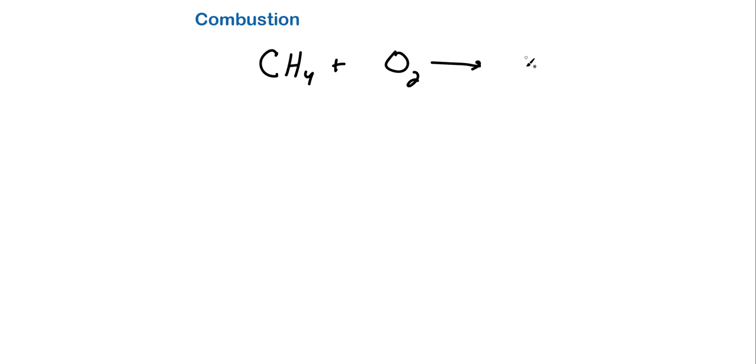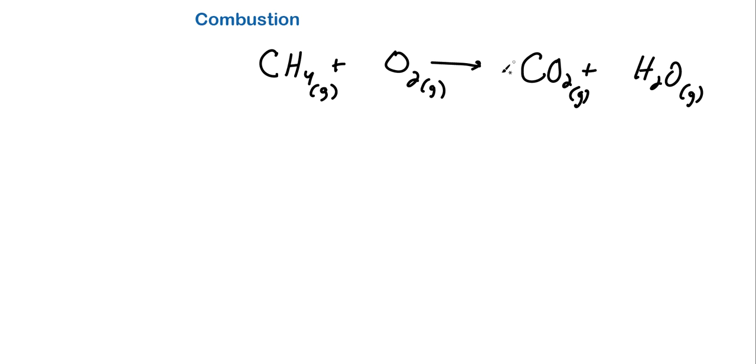Whenever you burn something, especially hydrocarbons with nothing else in them, you get carbon dioxide and water. This is a gas. This is a gas. This is a gas. And this is a gas because of the energy you produce, steam. So burning something is generally adding oxygen to it and getting carbon dioxide and water.